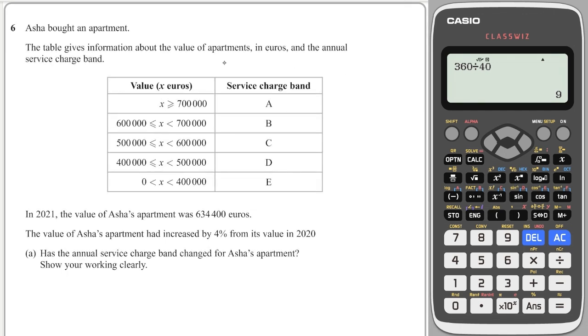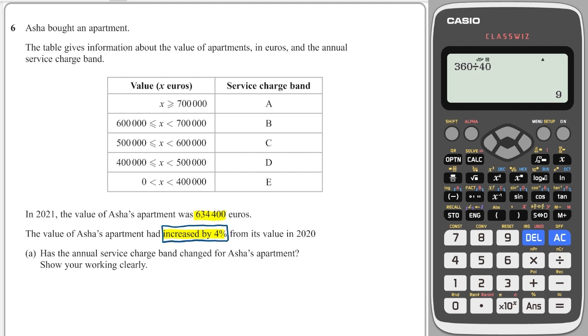The table gives information about the value of apartments in euros and the annual service charge. Okay, and then it says in 2021 the value of Asher's apartment was this amount. The value of Asher's apartment had increased by 4% from its value in 2020, and then work out have they changed bands.